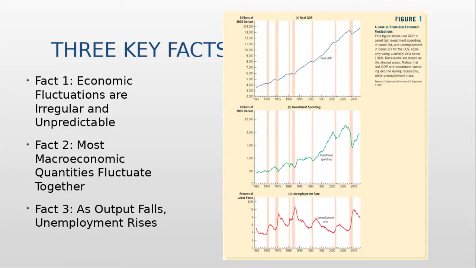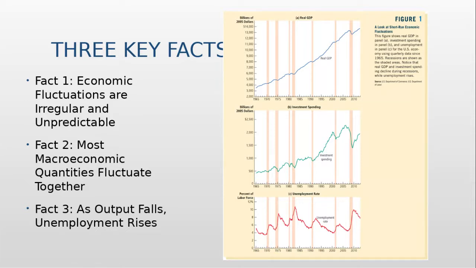And fact 3 is simply that as output falls, unemployment rises. This is simple enough to consider, right? If industry is on a decline, they have to start laying off workers. If they're laying off workers, that means unemployment is rising. This is what we've seen recently with the COVID crisis, is that COVID has forced employers to lay people off, leading to higher unemployment rates.